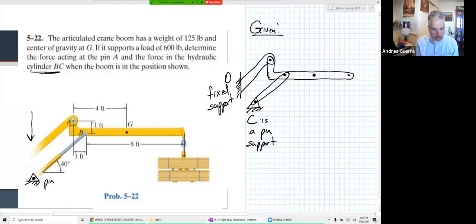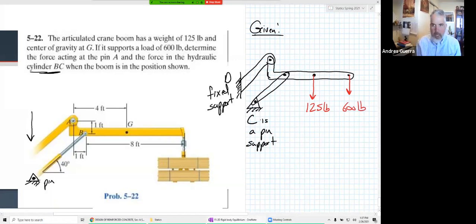Okay, and then they tell us that we have 125 pounds right here at point G. I guess I could label that point G. I'll label my points here in a second. And then it supports a load of 600 pounds. So here's our 600 pounds.